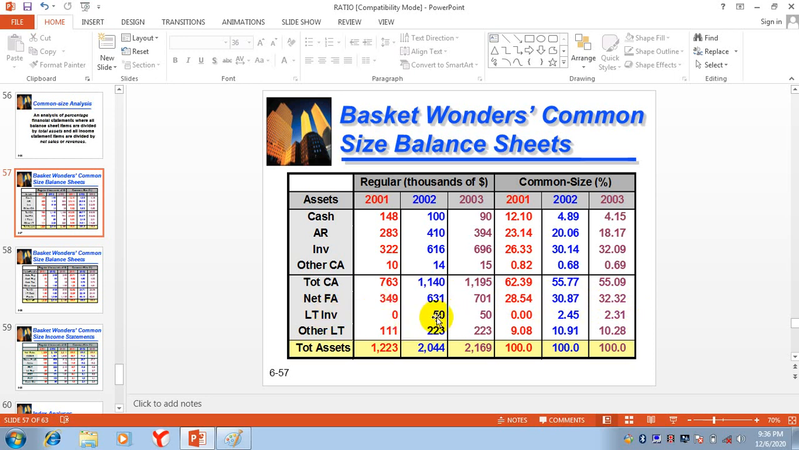Then long-term investment is increasing to 2.45 to 2.31, which is indicating a good point that you are investing your idle cash in long-term investments. Then other long term, there are a lot of things coming in these other long terms. These are also increasing. All these things are showing a good point, indicating expansion in the business.